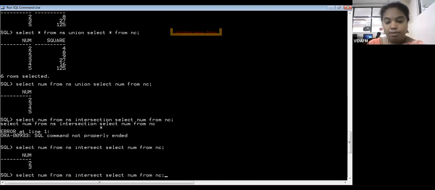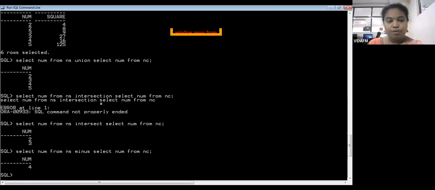So now you have to observe minus. What is the exceptional case for the first table? Minus means difference. 4 is not present in the right side table. It's only present in the left side table. So that is the output for set difference.